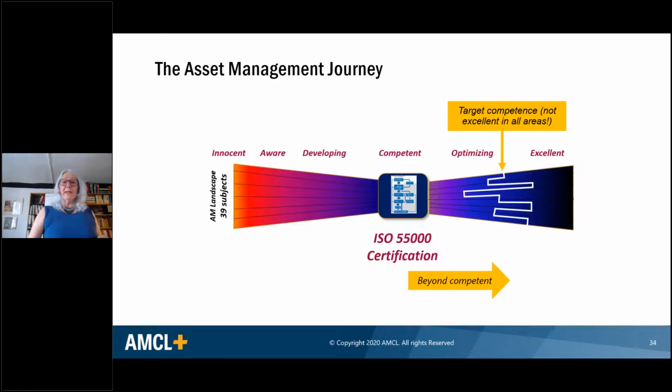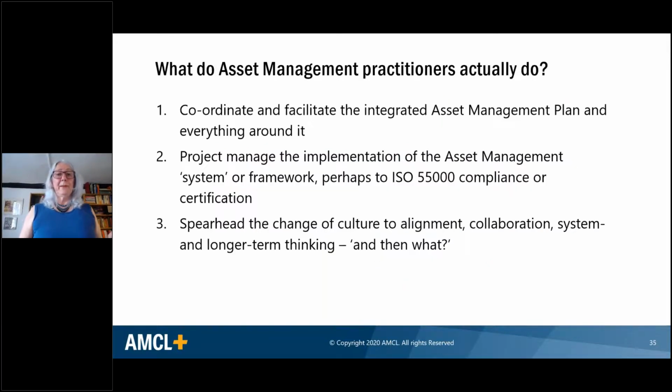All right, so that's pretty quick. The asset management journey, this comes from London Underground originally, which is basically saying we're all on a journey. Most people here will not be at either end of this. ISO 55000 is a fantastically good milestone, but you'll see it's only really considered competent. It's not considered excellent or optimized. It's a framework on which you can start to build this optimization. So I thought it was worth throwing in a slide in the last 3 minutes here.